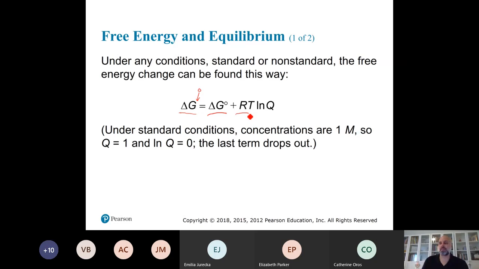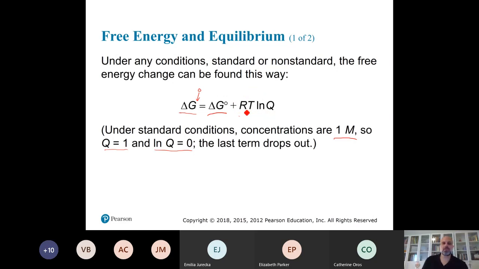That's going to be dependent on the standard free energy of that particular system plus R, which is just a constant, times the temperature times the natural log of Q, the reaction quotient. Under standard conditions, concentrations are 1 molar, so Q is equal to 1, and therefore the natural log of Q is equal to 0. So this entire last part of the equation drops out if we're talking about reactions run at 1 molar. But if we're not, then we need to use the entire equation.